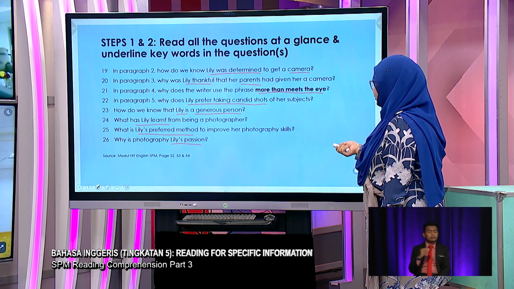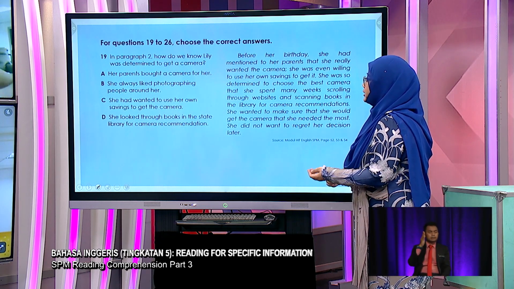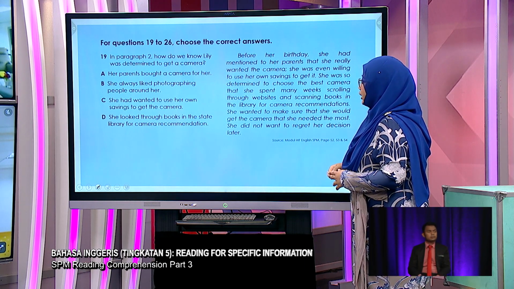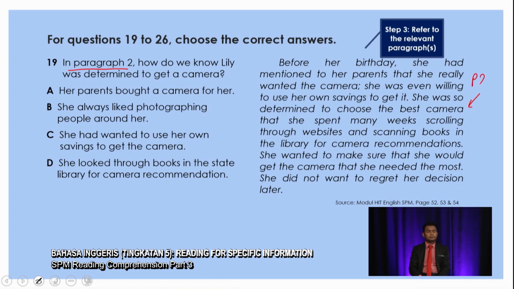Okay, so for the next one, now we are going to go to the third step. Okay, we have question 19. In paragraph 2, how do we know Lily was determined to get a camera? Our next step is to refer to the relevant paragraphs. So we know now we are supposed to look at paragraph 2. Okay. So this is actually paragraph 2. So we need to focus on paragraph 2.